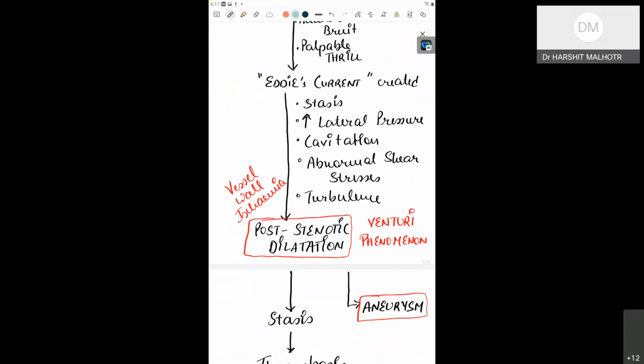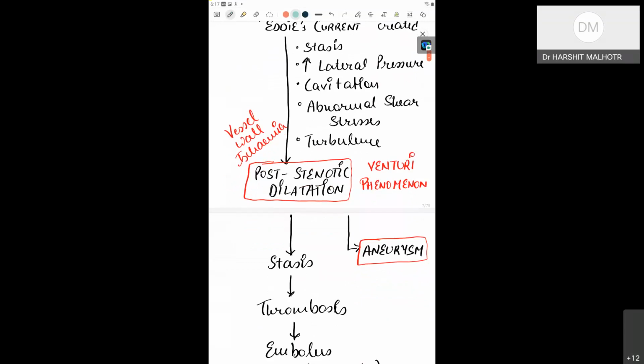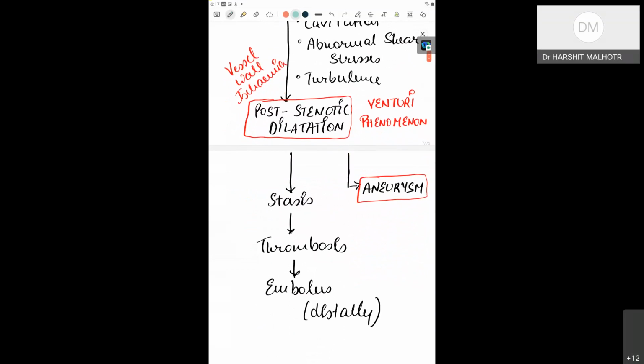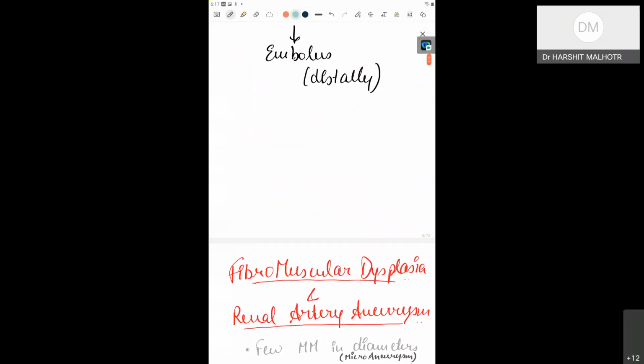Though they say that there can be a vessel wall ischemia distal to the stenosis, which leads to post-stenotic dilatation due to the weakening of the wall. And this in general is known as Venturi phenomenon. And this results in aneurysm distal to the renal artery stenosis. Further, in the post-stenotic dilatation, when there is loss of pressure, there is stasis, and hence there can be thrombosis, and distally emboli can be there, which can further deteriorate the condition.